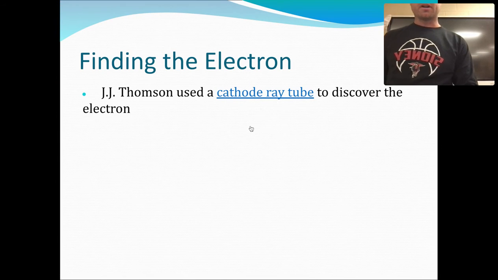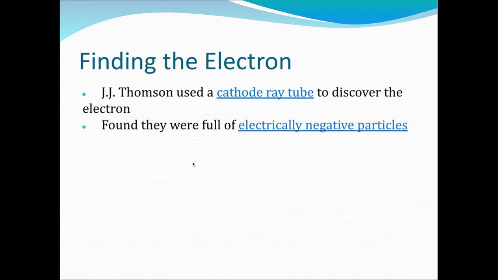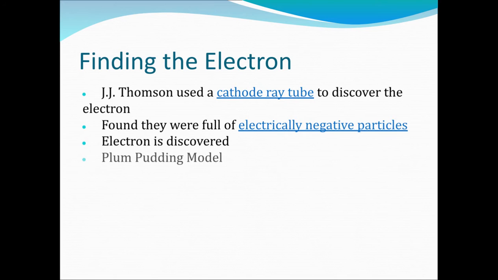So J.J. Thomson used this cathode ray tube, and what he found was that it was full of these electrically negative particles. He coined the term electron, small particles that are negatively charged. The way they knew that the charge was negative was that the beam was deflected by a negatively charged plate. Opposite charges attract, like charges repel. So it kicked it out.